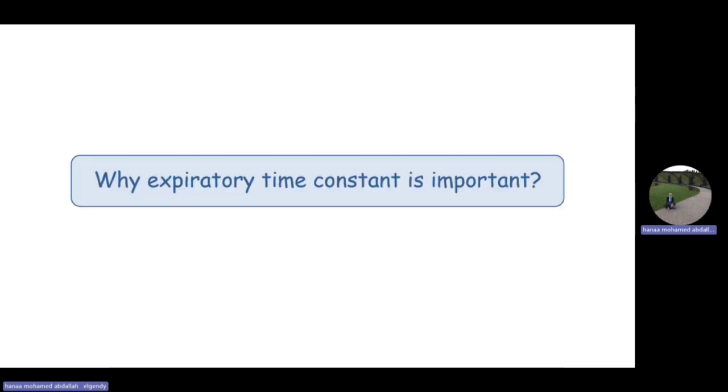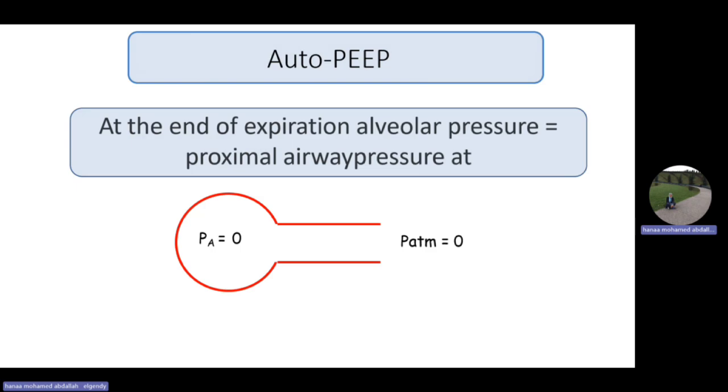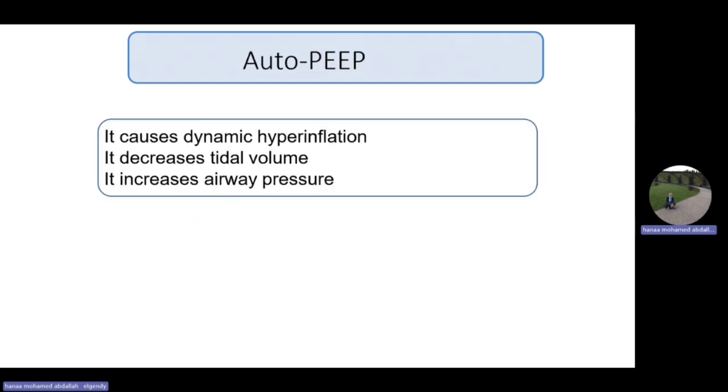Why is the expiratory time constant important? Expiratory time should be at least 3 times the expiratory time constant, as a short expiratory time may lead to air trapping and autoPEEP. How do we measure autoPEEP? At the end of expiration, we make an expiratory hold for 3 to 5 seconds. If there is no autoPEEP, the pressure will measure 0, while if there is autoPEEP, the pressure inside is positive. So we have to compensate for this autoPEEP by increasing the expiratory time.